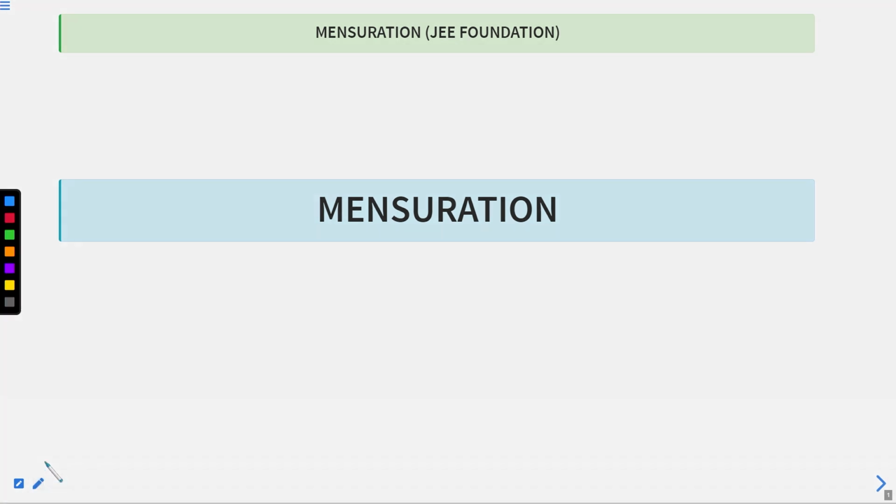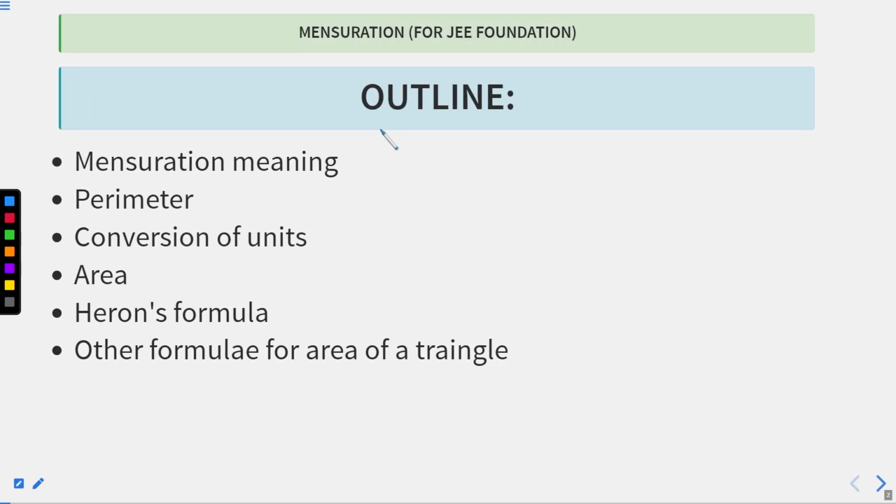Okay, so first we will see the meaning of mensuration, and then what we mean by perimeter, and how we are going to evaluate the perimeters of different shapes. Afterwards we learn conversion of units. We see a table, how we are going to change any unit to a different unit very easily using a table.